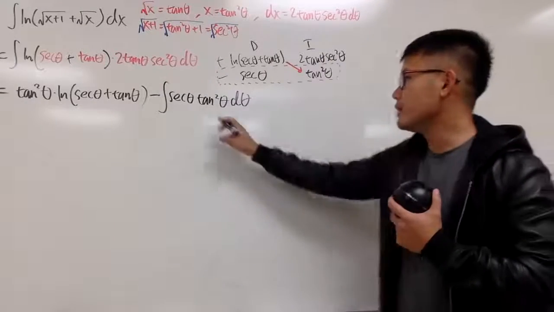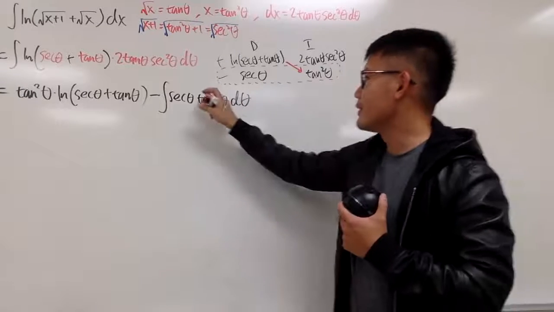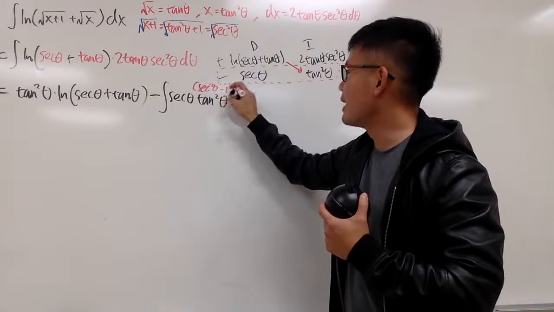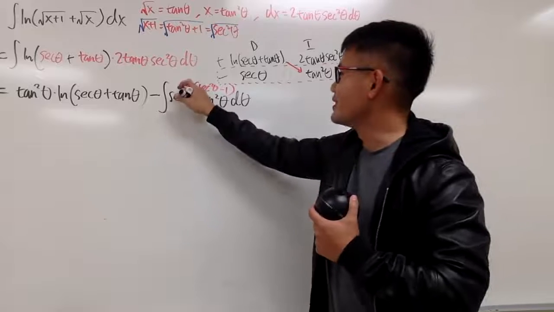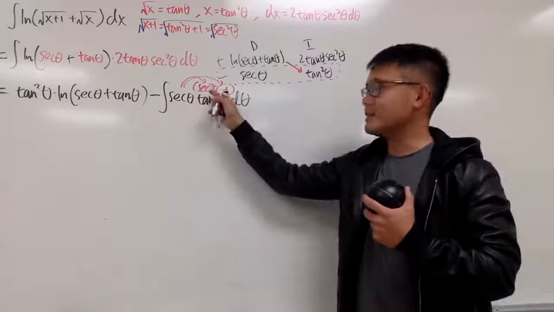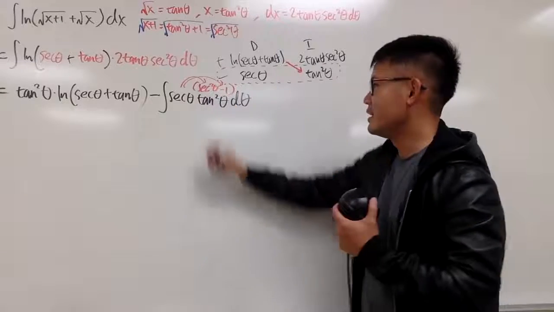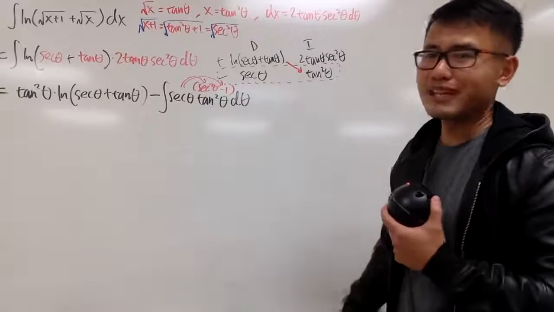Well, we notice that tangent square theta, this right here is secant square theta minus 1, right? Okay, so what we can do is we can just distribute this right here, and then when you do secant times secant square, you get secant to the third power. That's actually a standard result as well, and then secant to the first power, we should also know that. So let's just do that.